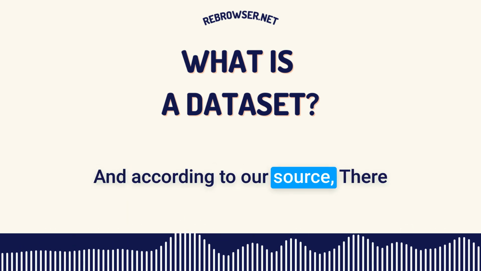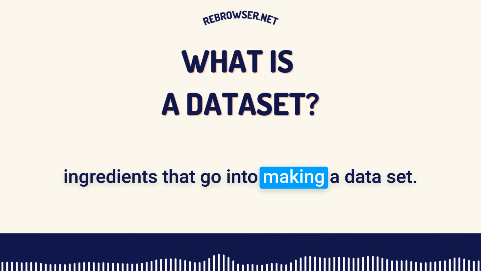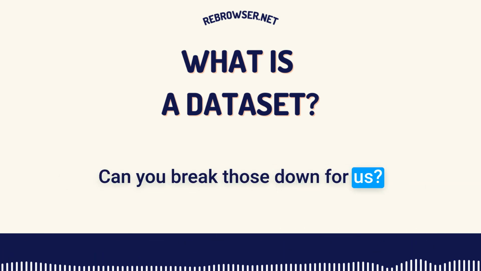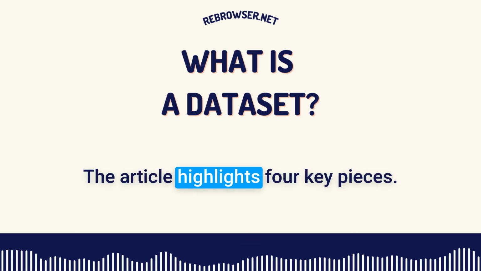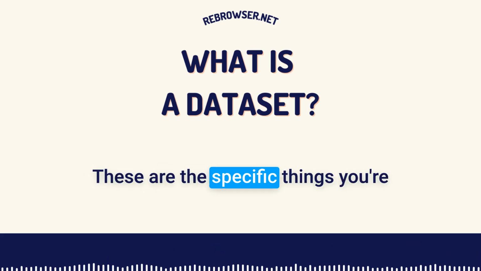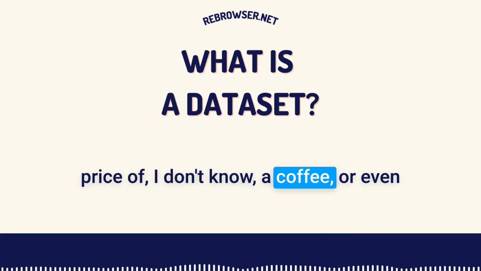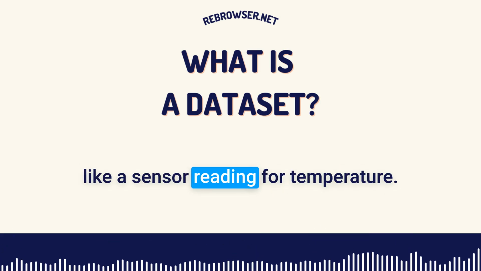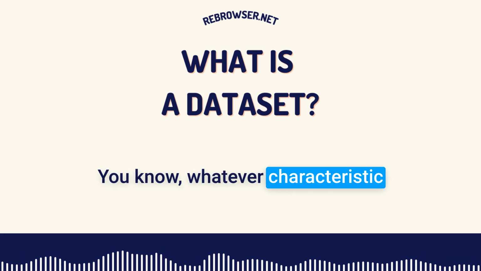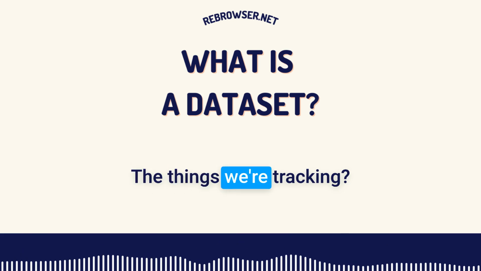And according to our source, there are some basic parts, some core ingredients that go into making a data set. Can you break those down for us? Sure thing. The article highlights 4 key pieces. So first up, you've got variables. These are the specific things you're measuring, like a customer's age or the price of, I don't know, a coffee, or even a sensor reading for temperature, whatever characteristic or attribute you're interested in. I got it. So variables are like the things we're tracking?